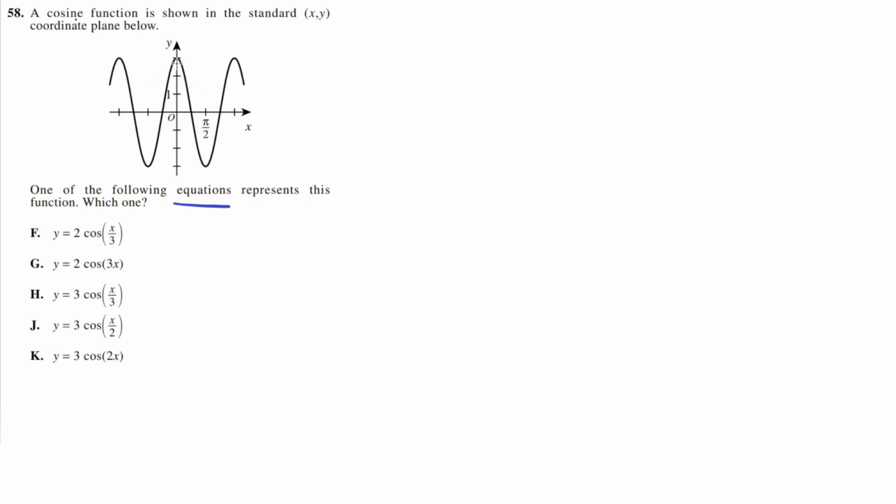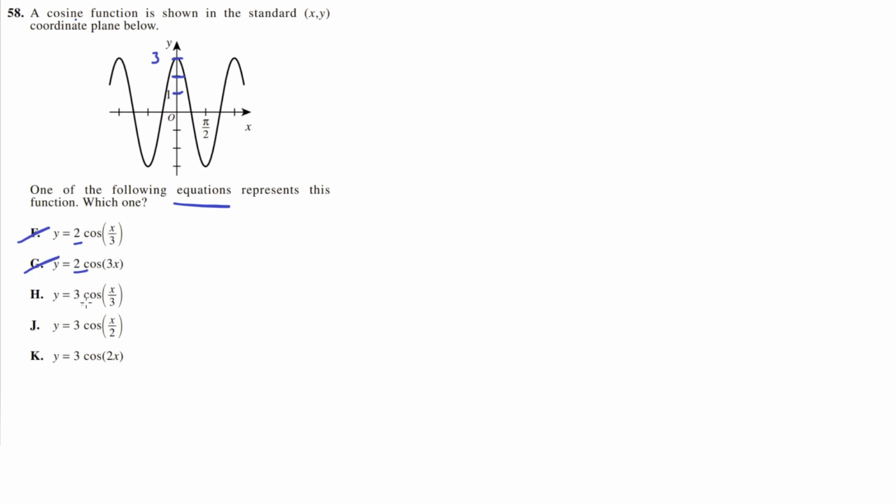The amplitude is the height of the graph, essentially the distance from its midline. So we see that the amplitude of this graph is 3. That means we need to have a constant amplitude of 3. And we see here in the answer choices that there are some equations that have an amplitude of 2. We can rule those out.